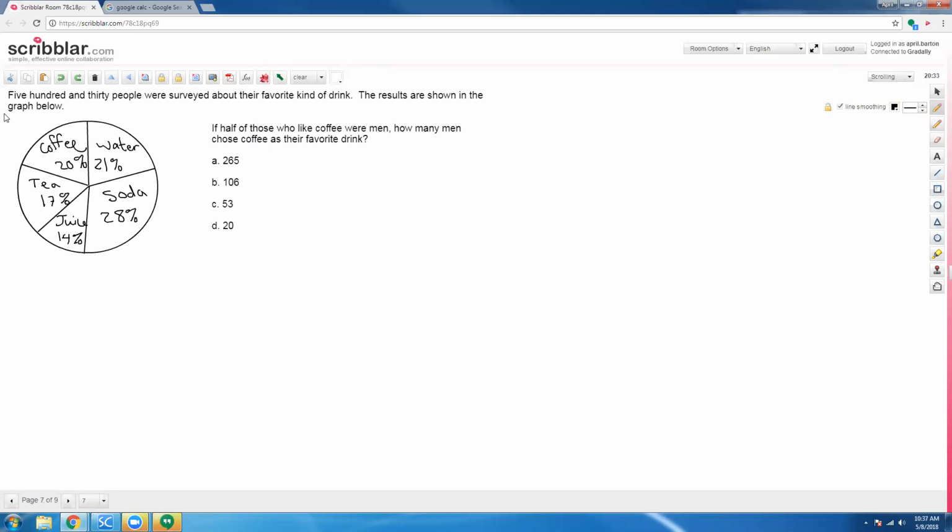So this question says, 530 people were surveyed about their favorite kind of drink. The results are shown in the graph below. If half of those who like coffee were men, how many men chose coffee as their favorite drink?